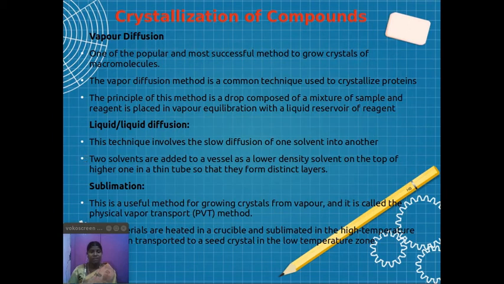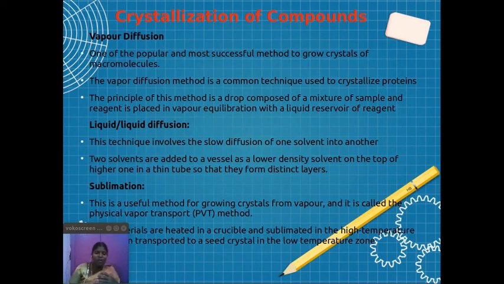Next, the liquid diffusion method. The liquid diffusion technique involves the slow diffusion of one solvent into another. In this technique, two solvents are added to a vessel, with the lower density solvent on the top of the tube and the higher density solvent at the bottom of the tube.